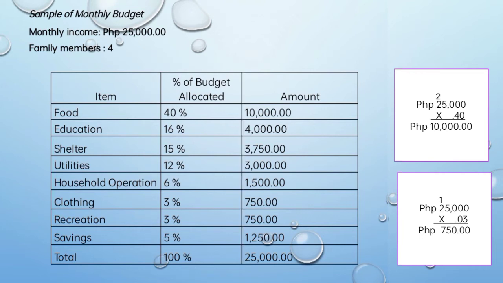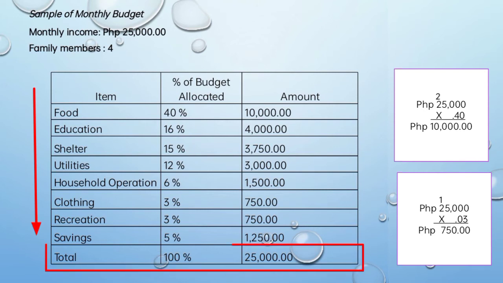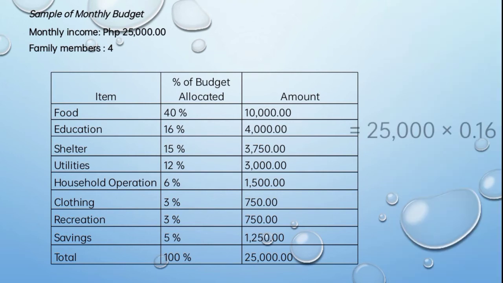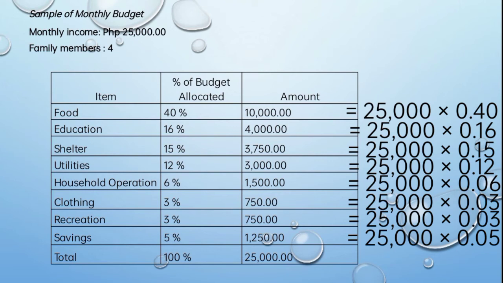And then, para malaman natin na tama yung ating sagot, kailangan pag tinotal natin yung from food up to savings, ang final answer mo pa rin is 25,000 pesos kasi yan yung iyong monthly income. And that is the income or the budget of the family for the items. So, same procedure ang gagawin dun sa iba, sa education, sa shelter. So, we have 25,000 times 0.16. For shelter, we have 25,000 times 0.15. So, the rest, ganun din yung gagawin nyo. You are going to multiply the monthly income by the percentage of the budget allocated to get the amount.